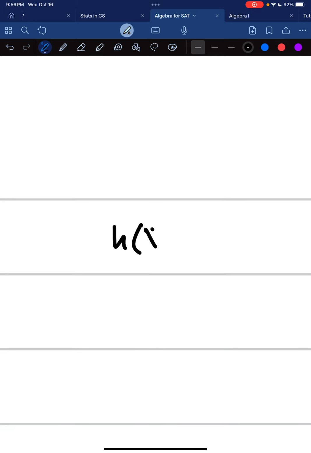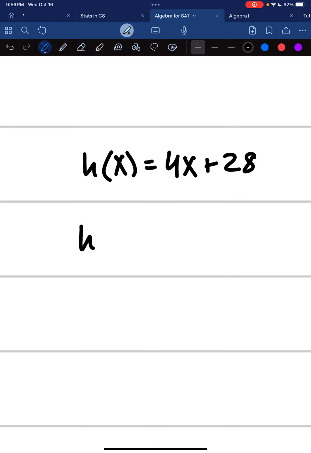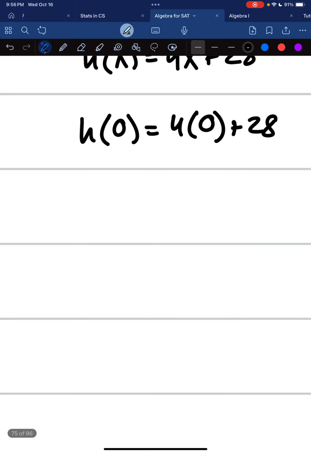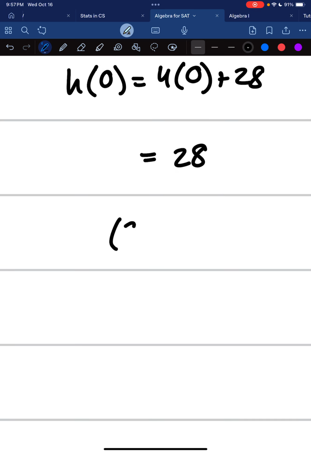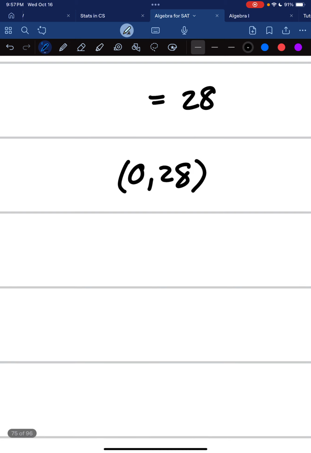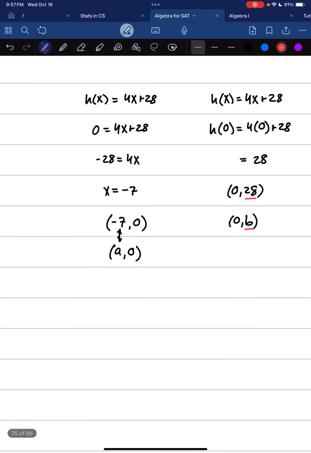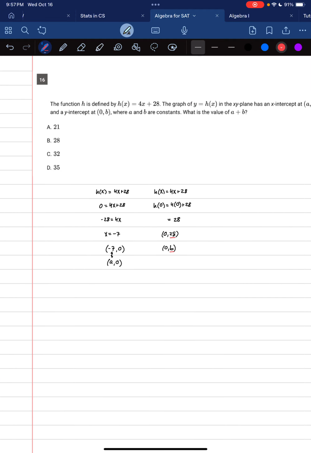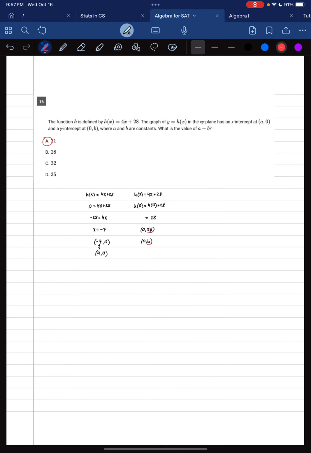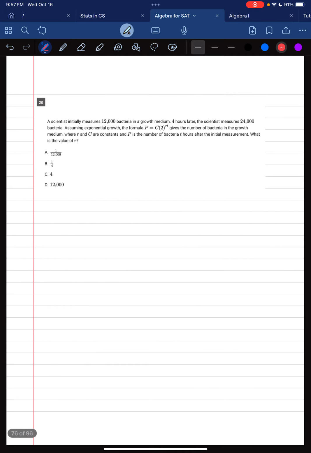Now let's find the y-intercept. We're going to take the same equation, except the y-intercept is the y value when x is equal to 0. So I'm going to plug in x equals 0, and I get h of 0 is equal to 4 times 0 plus 28, or just 0 plus 28, or 28. So then the y-intercept is (0, 28), 0 for x, 28 for y. So (0, b) is (0, 28), and b is going to be 28. So we can see that a is negative 7, b is 28. Negative 7 plus 28 is going to be 21. They were asking us for a plus b, so that's what that's going to be. Let's look at the next one.